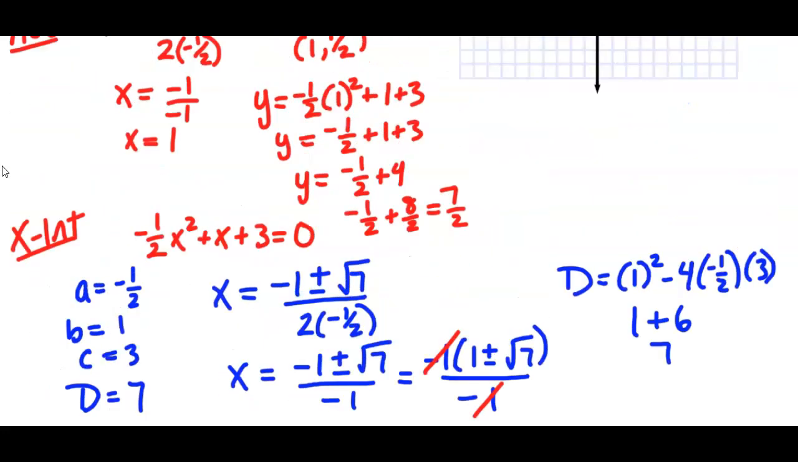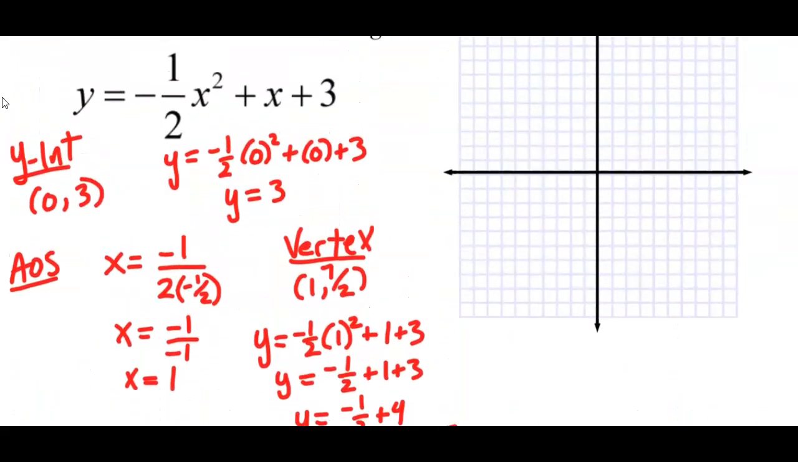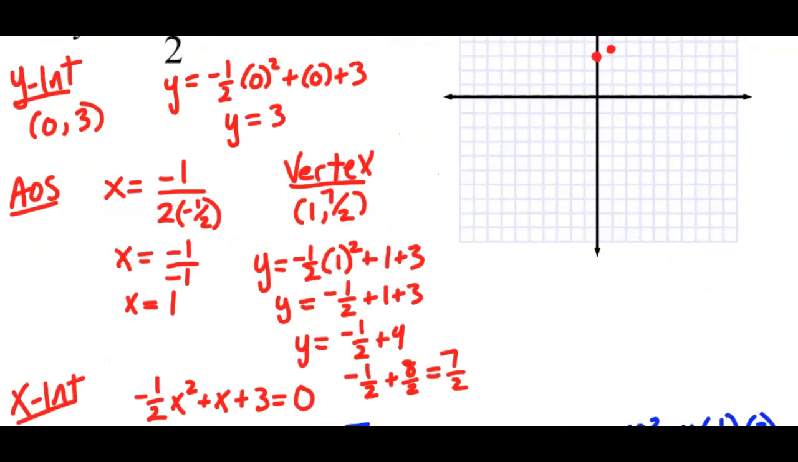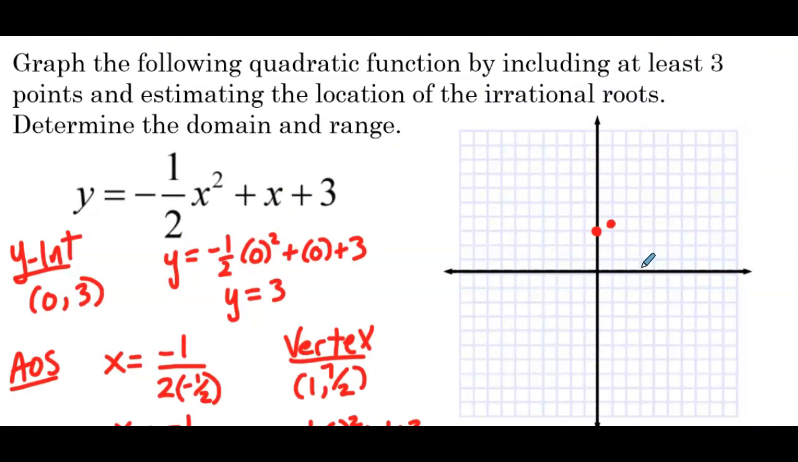Okay, so we have all the points that we found. So we have 0, 3, 1, 7 over 2, so that's 3.5, about. Then we have those x-intercepts, so 3.6 and negative 1.6. So 3.6 is about there, negative 1.6 is about there.